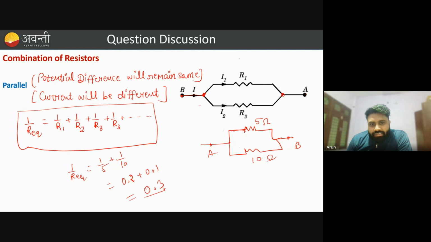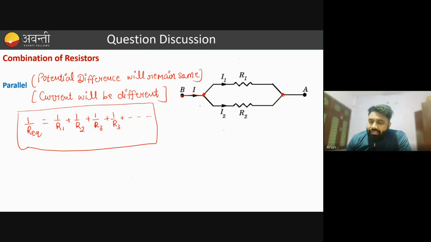So they leave the answer there, and there is definitely an option 0.3 ohm, and you will tick that and you will be wrong. Why? Because this is 1 upon R equivalent. So for R equivalent, you have to invert this. So R equivalent will become 1 upon 0.3, which is 10 by 3. Okay. So try to avoid these silly mistakes. I have already told you what the possibilities can be.